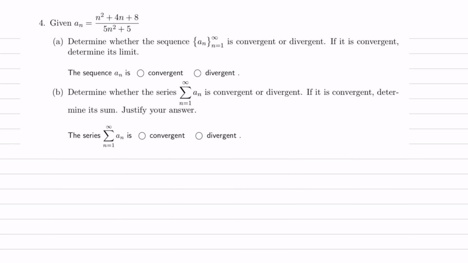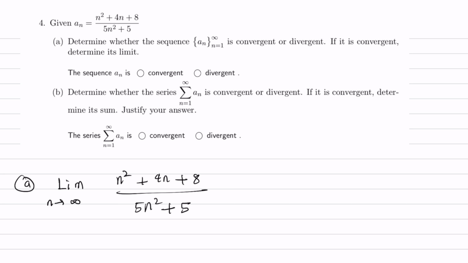The fourth problem in less than a few minutes. It says determine whether this sequence converges or diverges. So the first question is that we should determine whether this sequence converges. For me to determine if the sequence converges, all I need to do is just to take the limit as n goes to infinity of n squared plus 4n plus 8 divided by 5n squared plus 5.